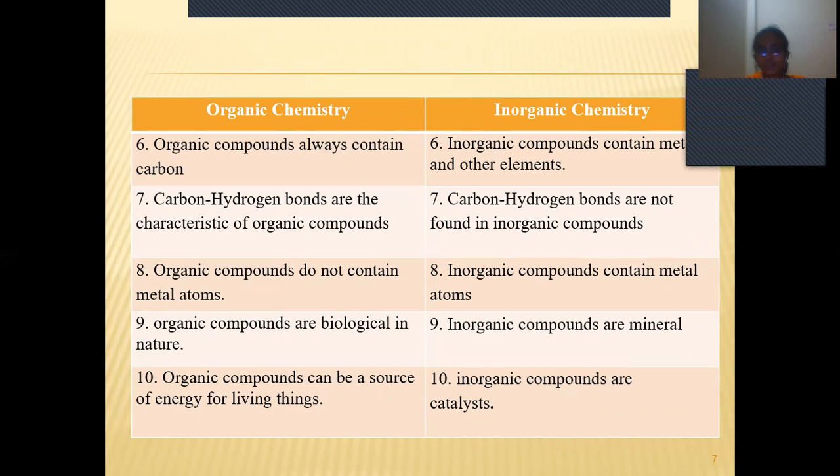And inorganic compounds are minerals, because these are obtained mainly from minerals, non-living organisms which are available on the earth. And organic compounds can be a source of energy for living things. Inorganic compounds are the catalysts. So these are the main differences between organic chemistry and inorganic chemistry.